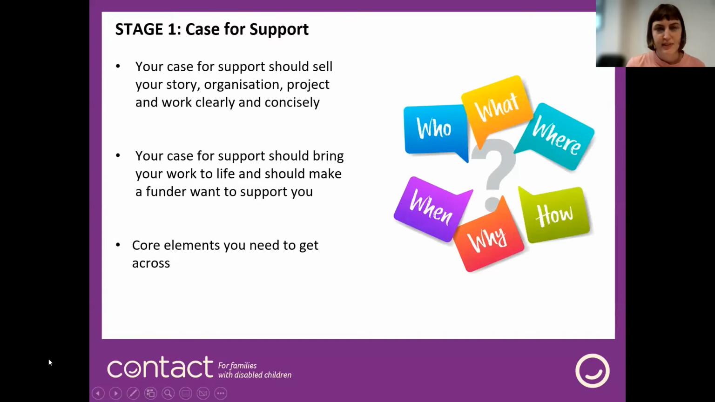So the case for support is essentially telling your story about what your organisation does, why, and what work you actually deliver. It's the who, what, where, why, and how. Who is your organisation, your values, your mission? What do you actually do day to day? Where is it based? Is it in a local region, which is really important to a lot of trusts who are restricted by geographical area?